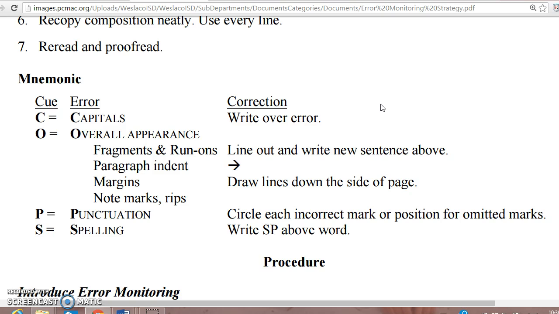If they see a punctuation error, they circle the incorrect mark or position for omitted marks. And then for spelling, they'll write SP above the word. And then they can look up that word using a dictionary, the internet, or asking a teacher how to spell the word, whichever they can use.